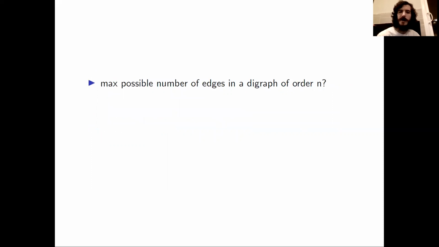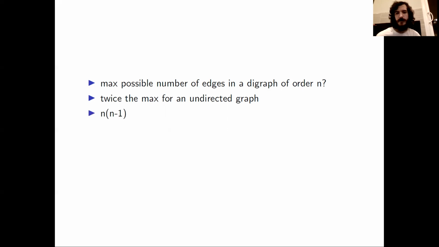So what is the maximum possible number of edges in a digraph of order n? Well, this is just going to be twice the maximum number of edges for an undirected graph of order n. The maximum number of edges in an undirected graph of order n is obtained by a complete graph of order n, because a complete graph has all the possible edges in it. So we get the number of edges in the complete graph of order n, which is n times n minus 1 over 2, and we multiply that by 2, which gives us n times n minus 1.